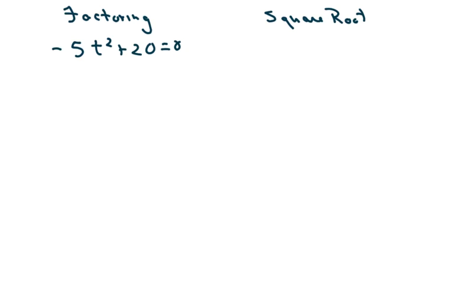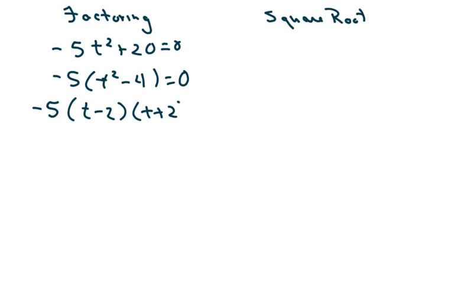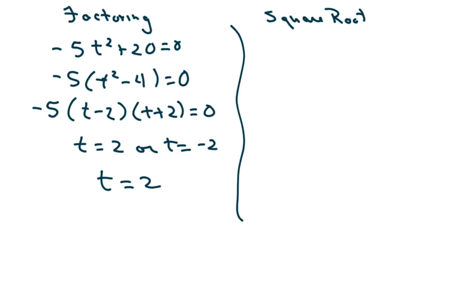What we're going to do is factoring. You can do it either way. You can do factoring, or we can do the square root method. If you do factoring, factor out a negative 5, and you get t squared minus 4 equals 0. Factor that more. So you get negative 5, t minus 2 times t plus 2 equals 0. So t equals 2 or t equals negative 2. Since time can't be negative, t has to equal 2. So the answer is B.